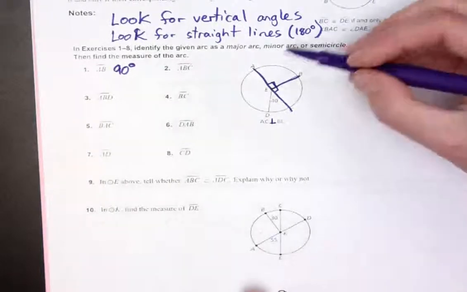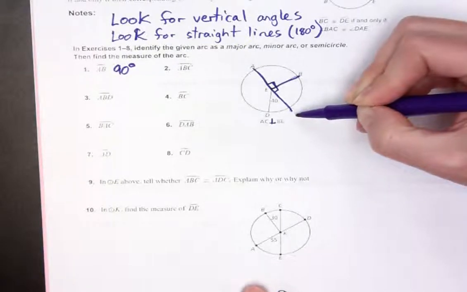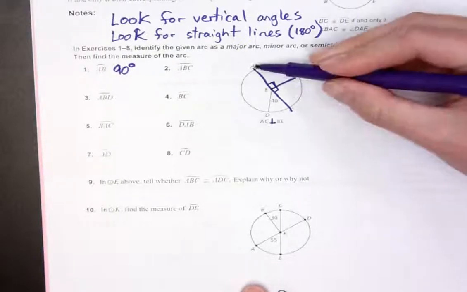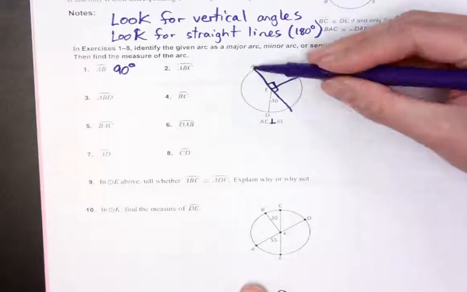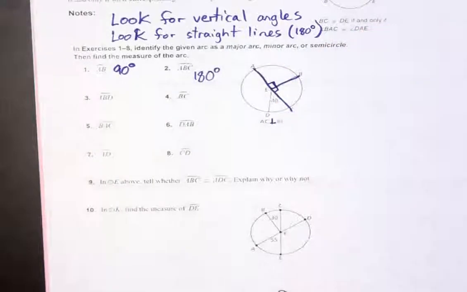I'll take a volunteer. What does ABC measure? 180, because ABC, if we look, that goes along with the whole straight angle, and that's just 180. Okay, I need every eye up here, because if you don't see what I'm pointing to, it's going to be kind of hard to see what these notes mean.